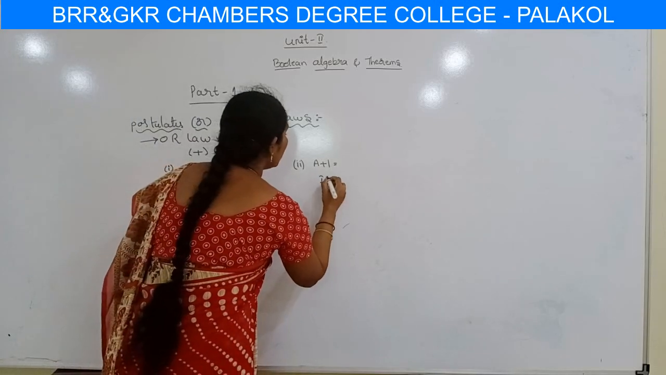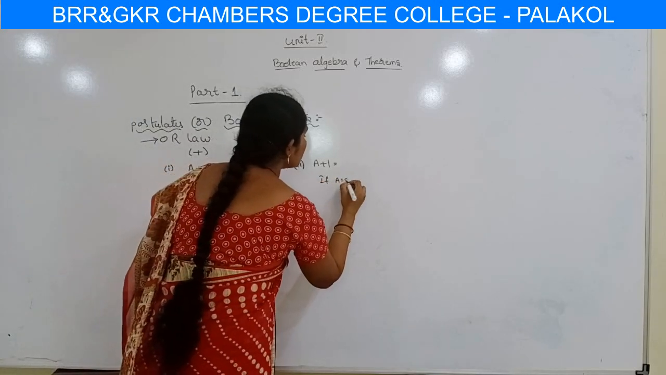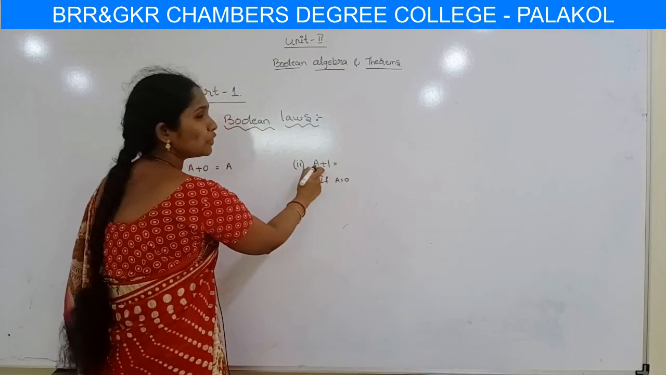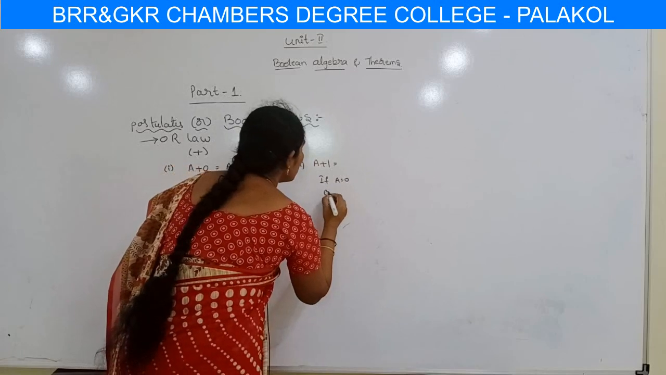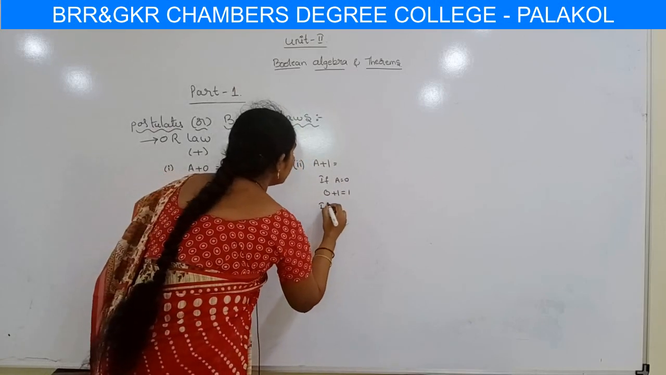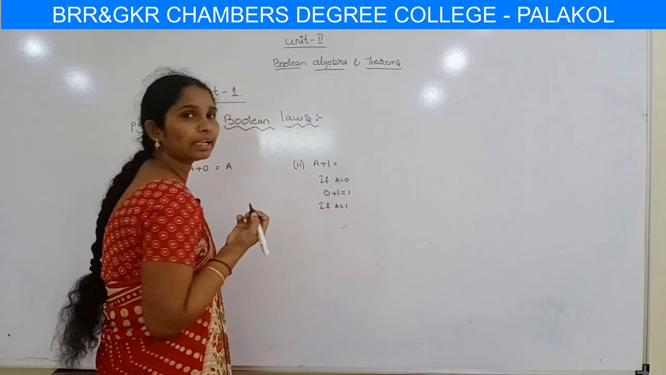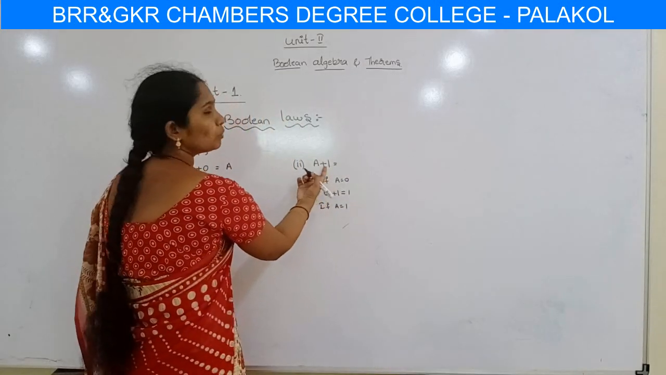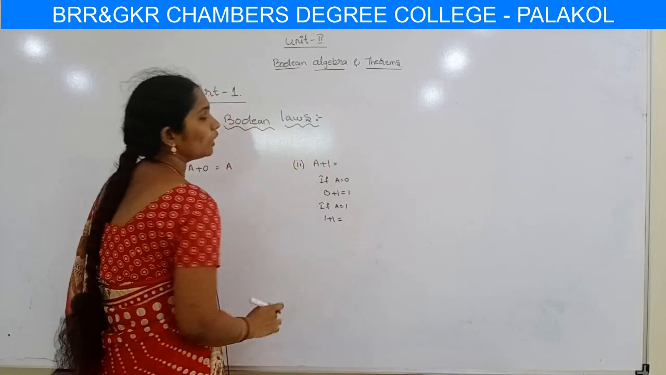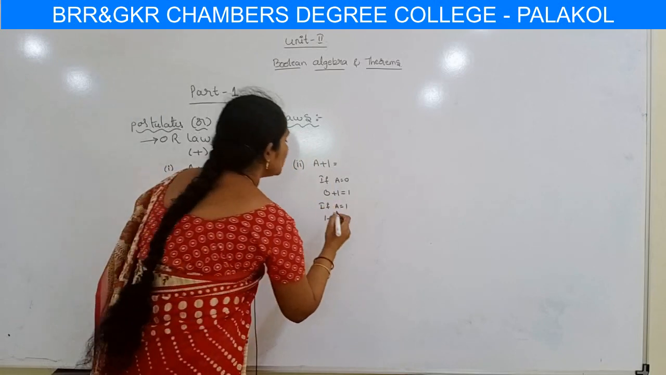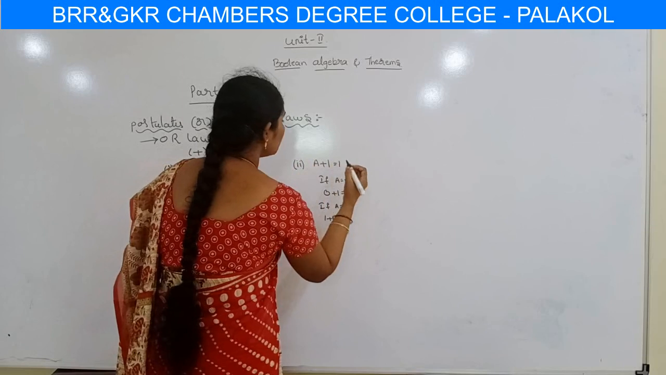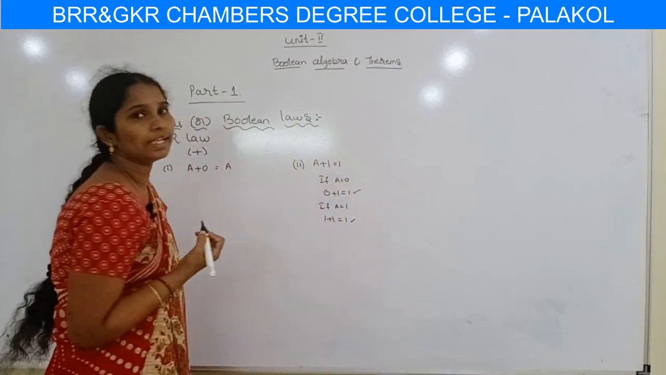For example, if A is equal to 0, I consider, we have to put A is equal to 0 in this equation. So 0 plus 1 is equal to 1. And after that, if A is equal to 1, I consider, now A is equal to 1 is put in this equation. So that is 1 plus 1. In Boolean algebra, 1 plus 1 is equal to 1. Therefore A plus 1 is equal to 1 from these two examples.